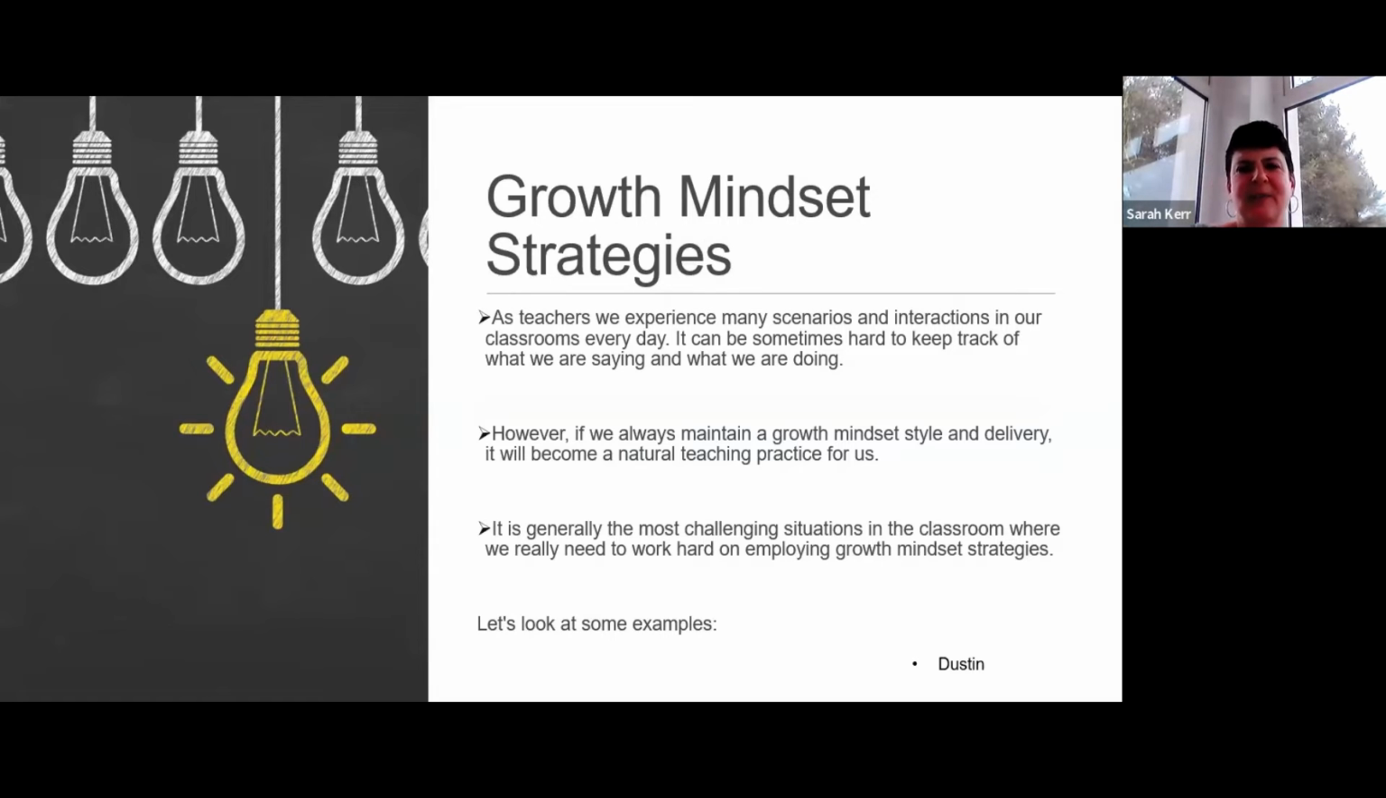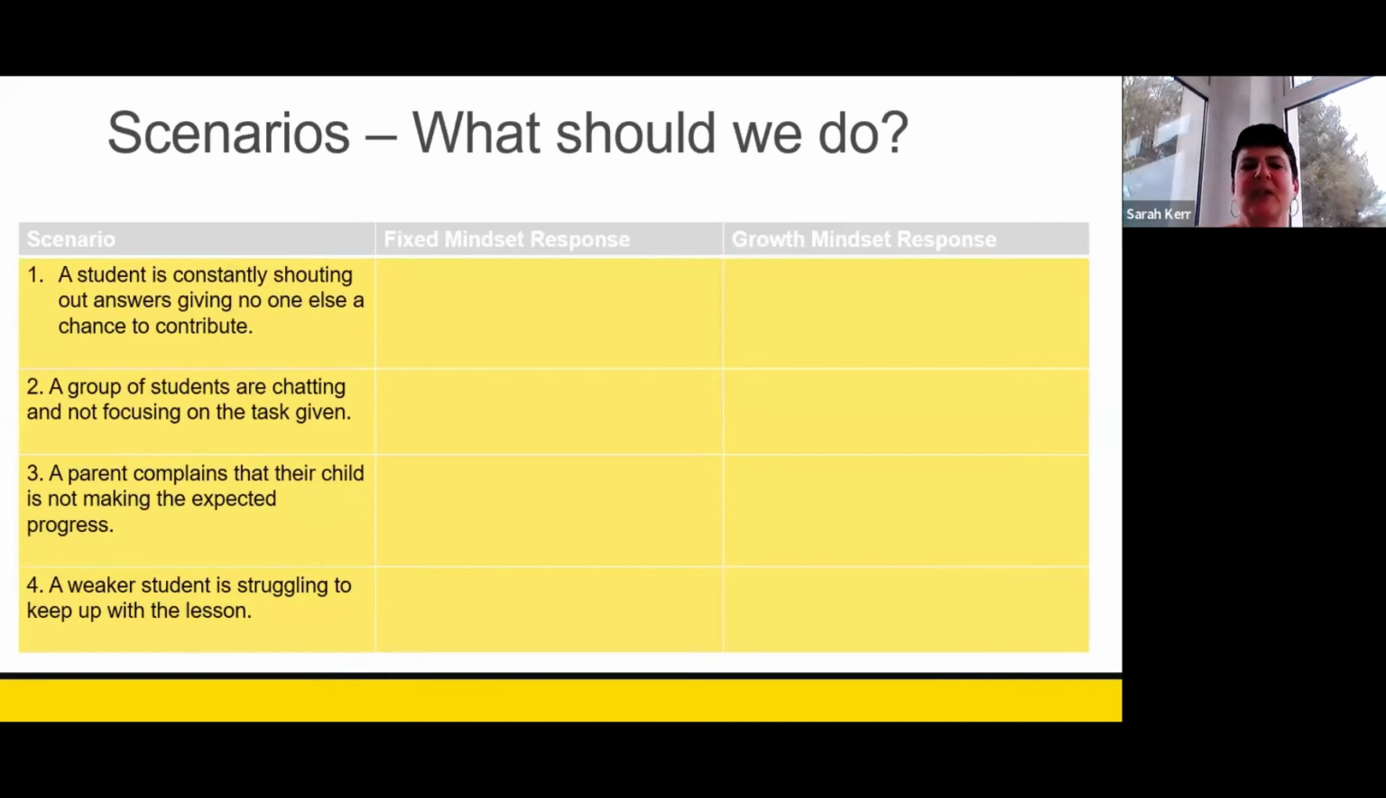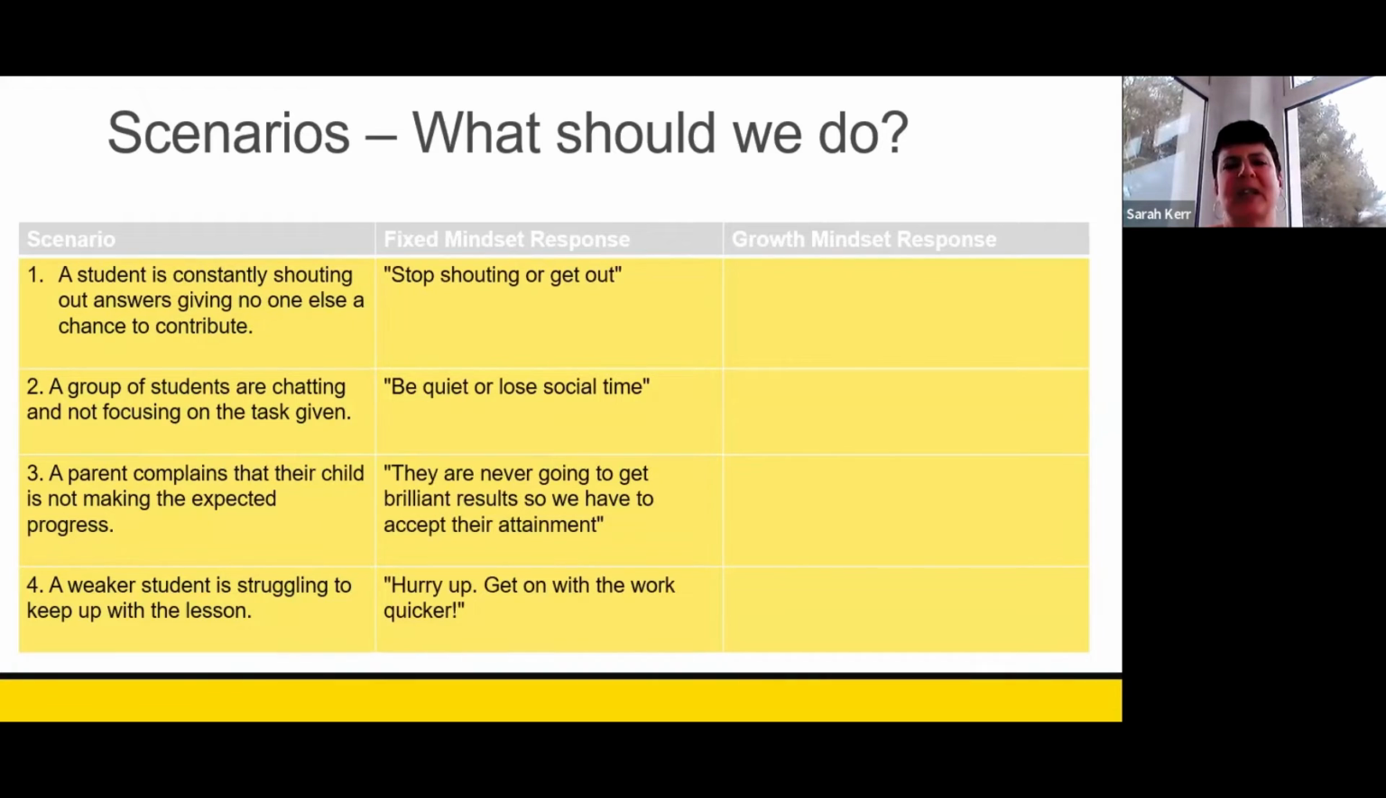So here we go, here's a few scenarios. What should we do? So scenario 1, 2, 3, and 4. And I'm going to show you typical fixed mindset responses. So a student is constantly shouting out. I'm sure we've experienced this. They're shouting out answers, giving no one else a chance to contribute, which is lovely to a point, but it's only one student constantly shouting out.